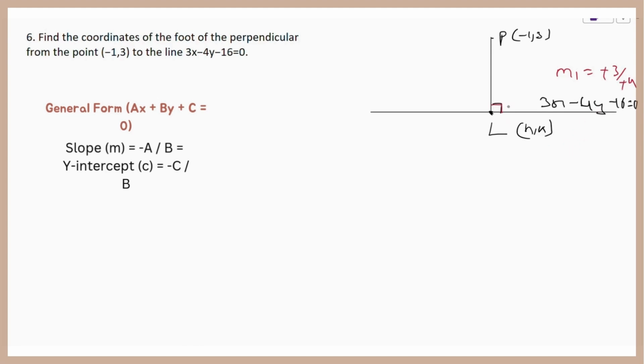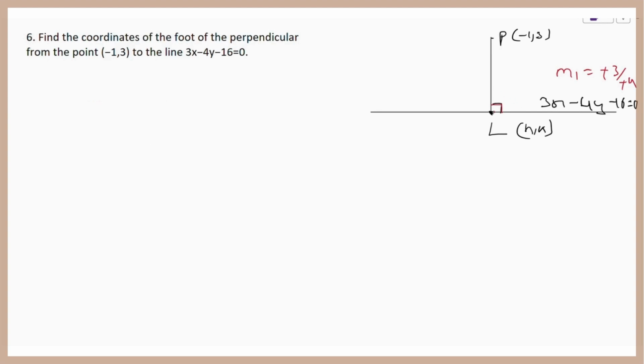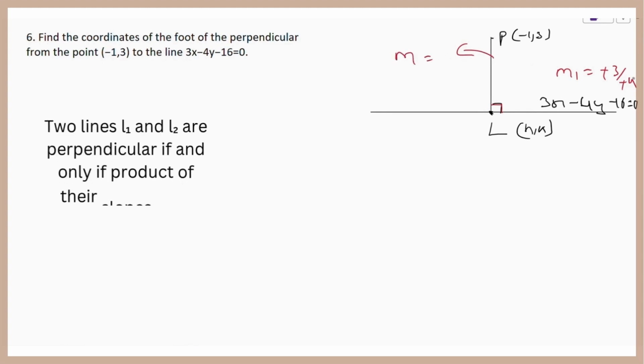Now if we know the slope of the given line, then we can see that this PL is drawn perpendicular. So using the negative reciprocal formula, the slope of this line, say m, is equal to the negative reciprocal of this. So the negative reciprocal of this is -4/3.